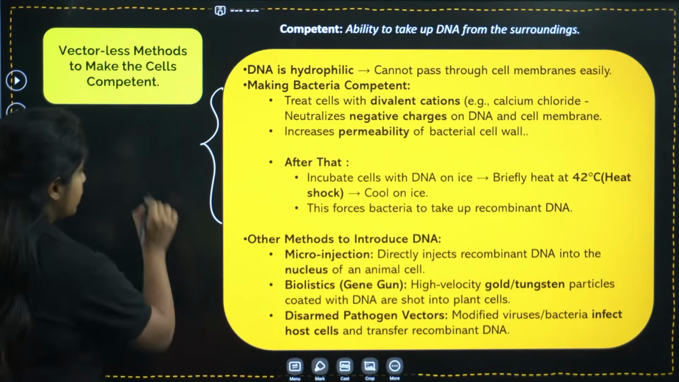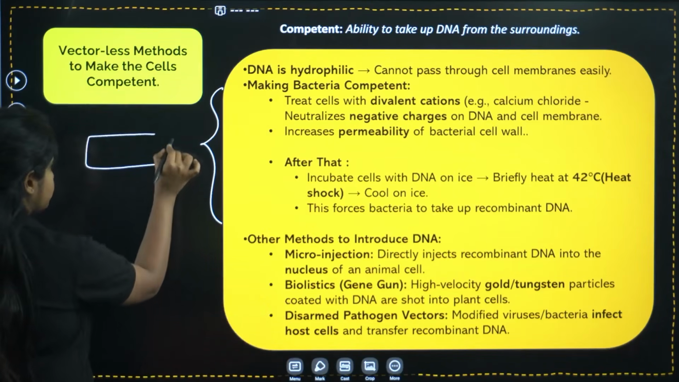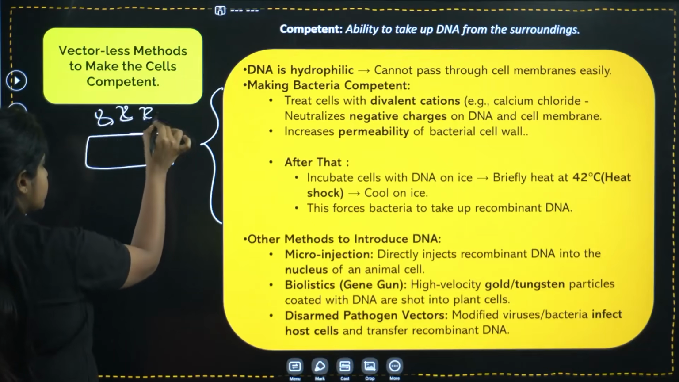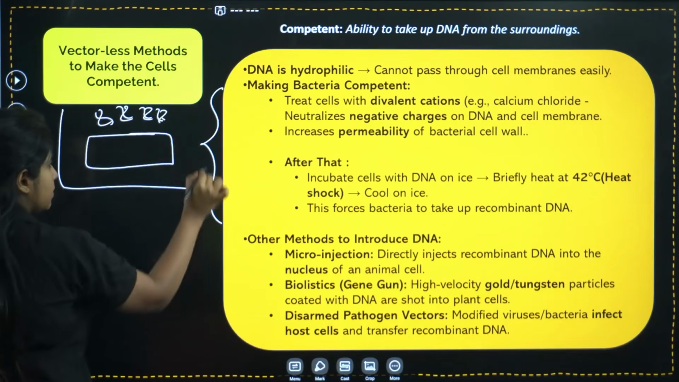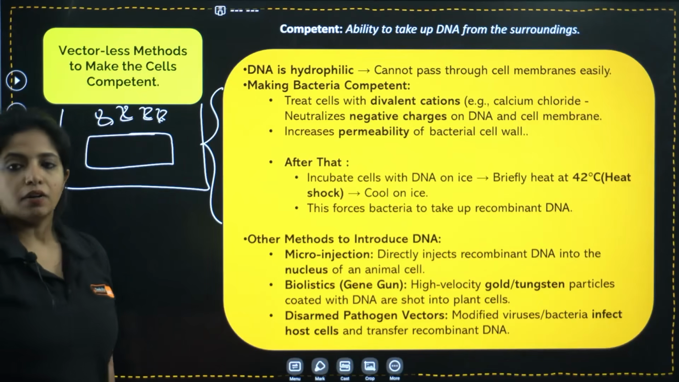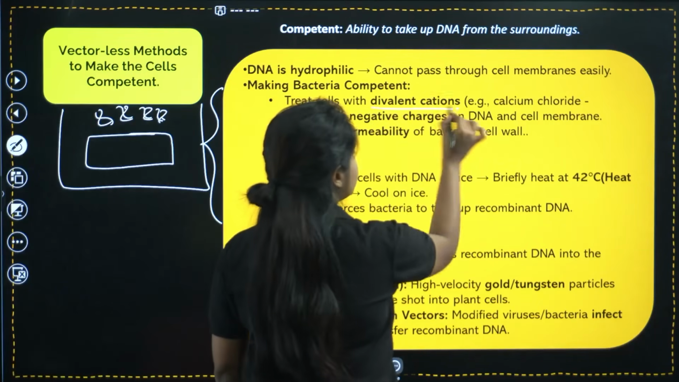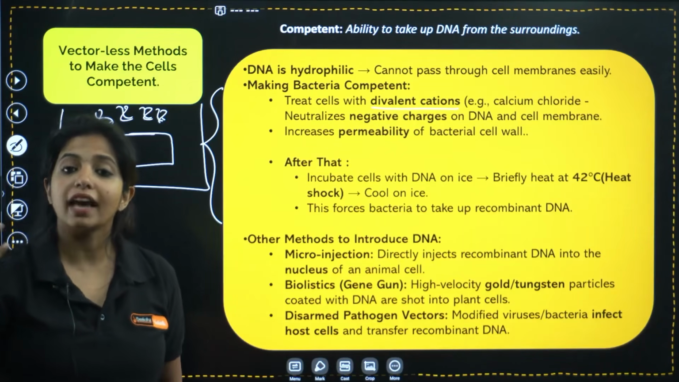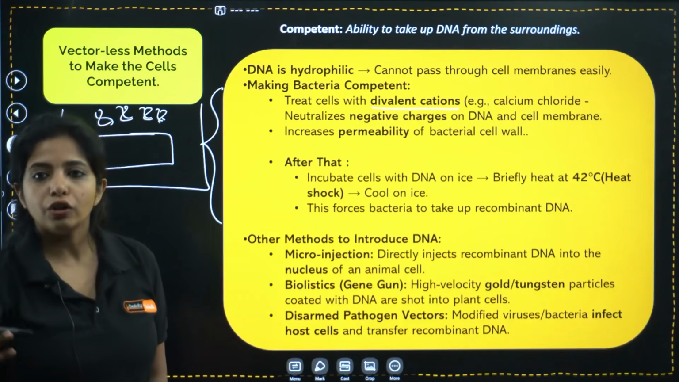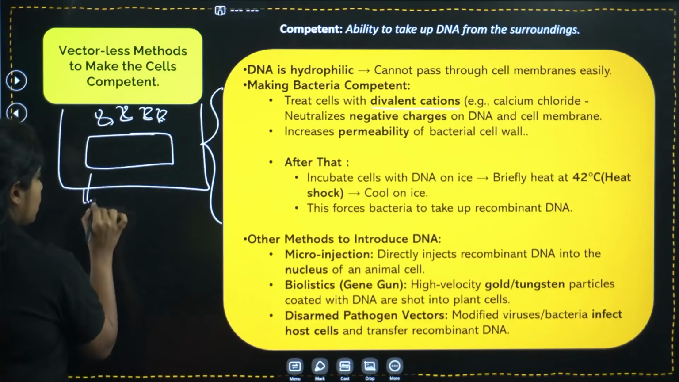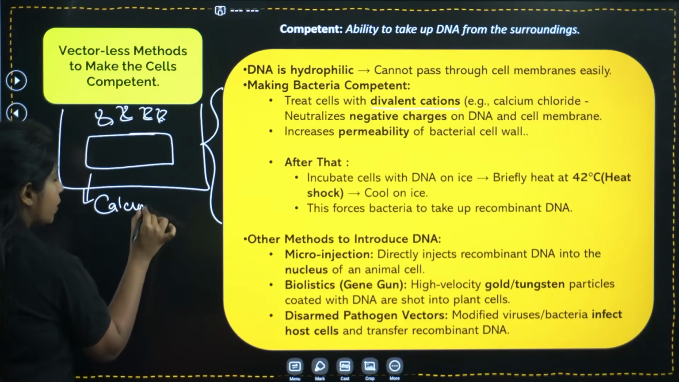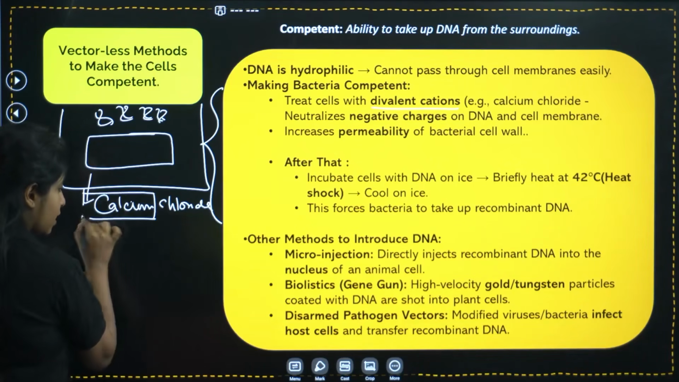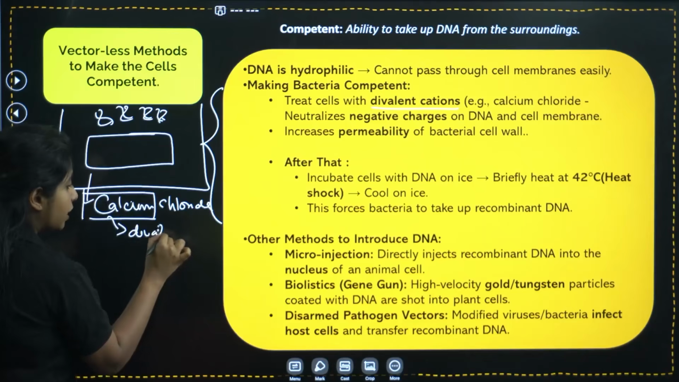Suppose this is the bacterial cell that we have. And here we have our DNA, the gene of interest, right inside the medium. Now, first you are going to treat it with divalent cations, as in the valency will be 2. Divalent cations, for example, calcium. So you are going to treat it with calcium chloride. In the medium it will be calcium chloride, but the main player is the calcium, because it is a divalent cation.